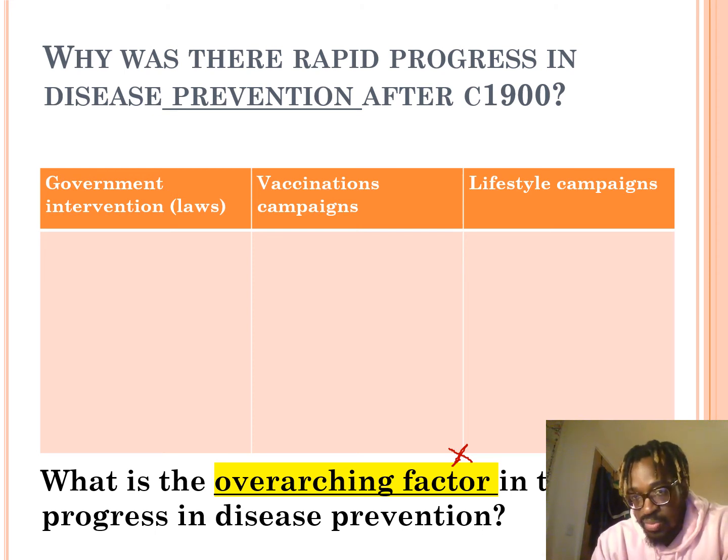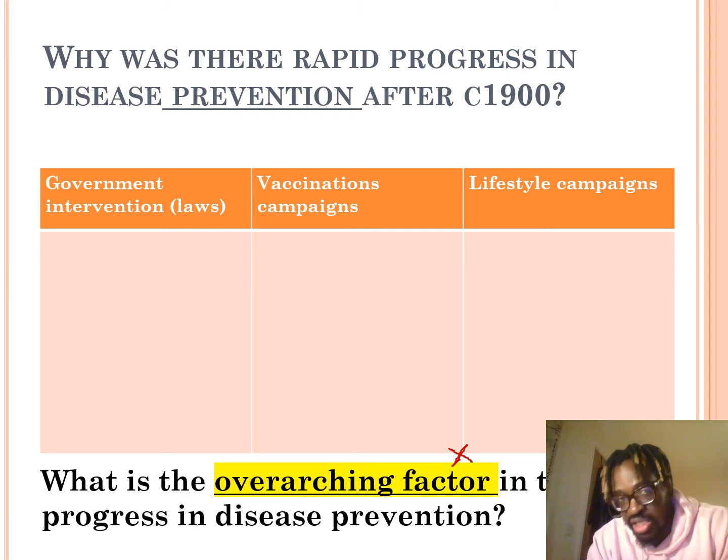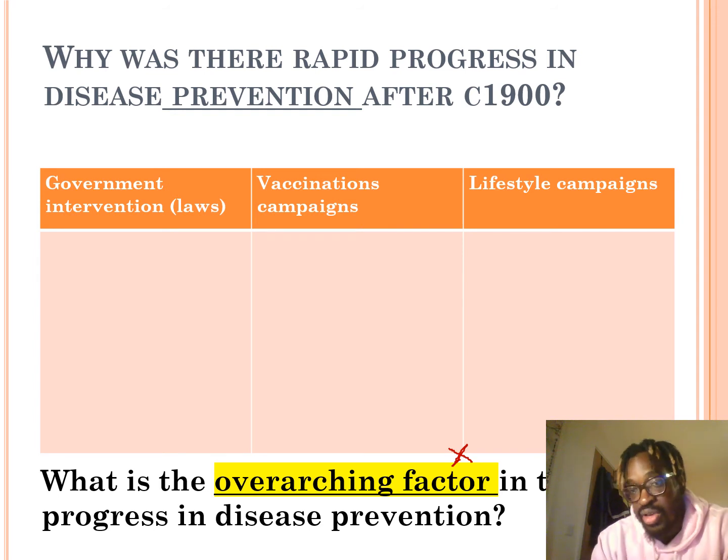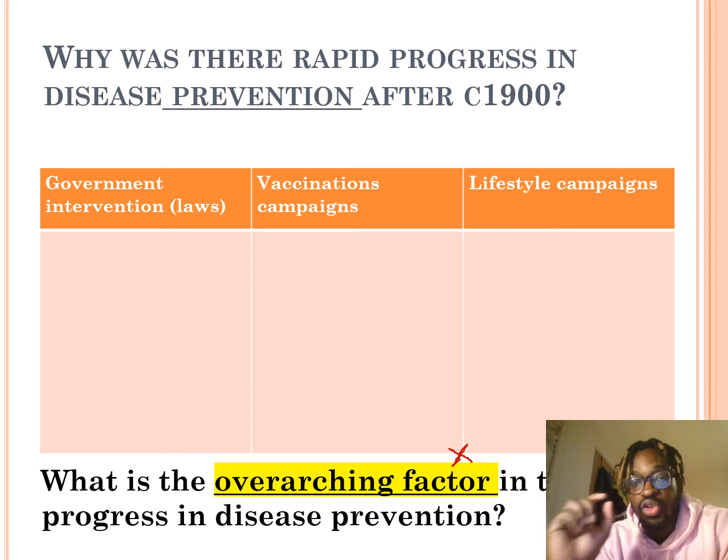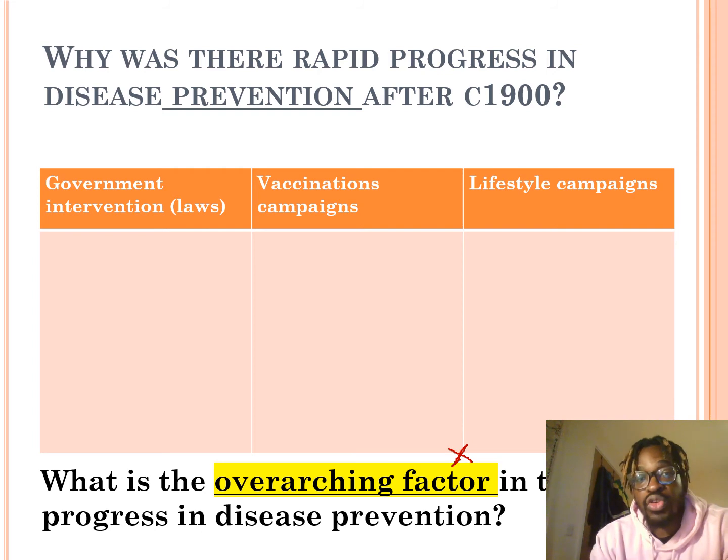Government intervention, so the government starts passing laws to help us prevent disease. Vaccination campaigns start being introduced to help us prevent disease spreading. Lifestyle campaigns start being introduced to help us prevent certain diseases. Now, even before you read, again, look at the Word document, the answers are in the Word document, but even before you read that, some of you should be able to fill this in.